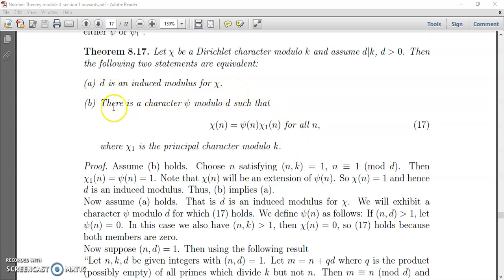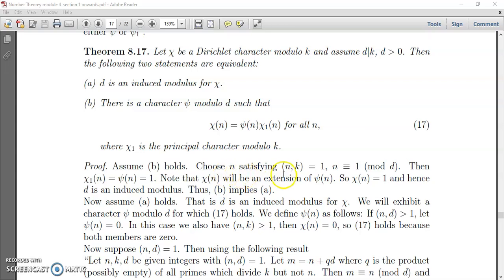So first we will prove that if B is true, then A is true. That is the first part. Later we will prove that if A is true, then B is also true. So the first part is assuming that B holds. If B holds, then there is a character psi modulo D such that chi of n can be written as psi of n times chi 1 of n for all n, where note that this chi 1 is a principal character modulo k.